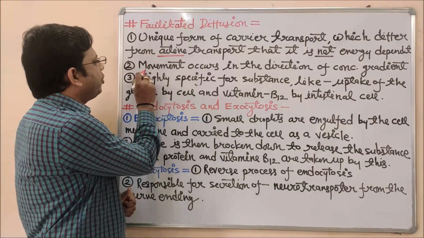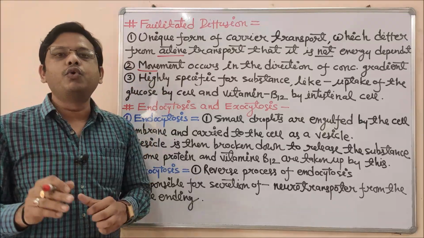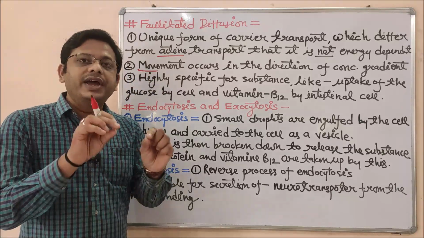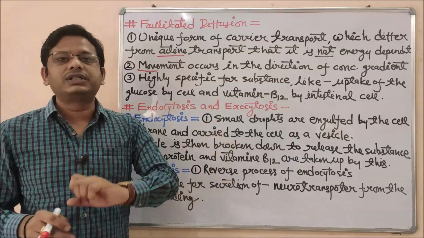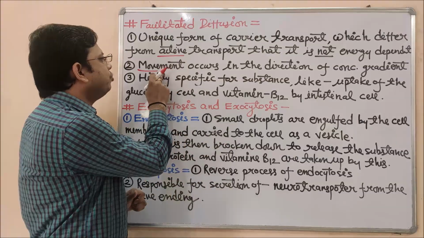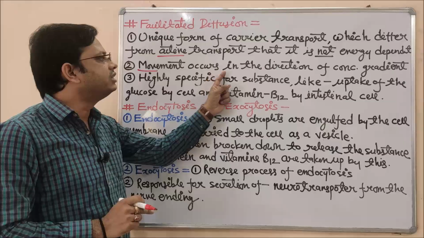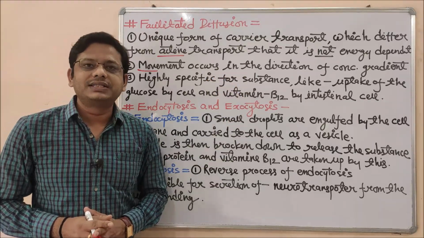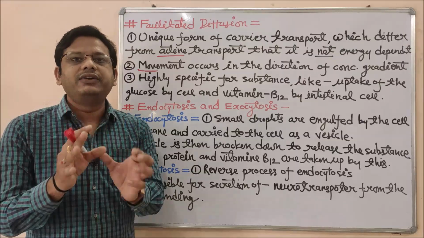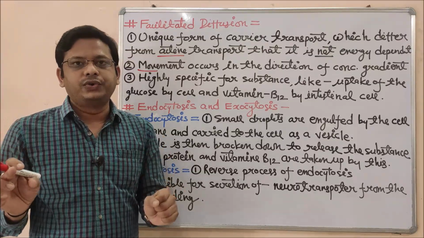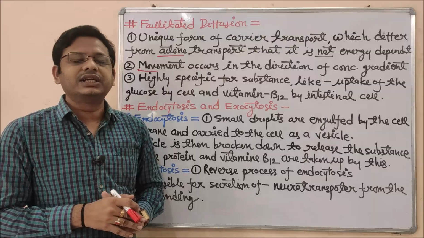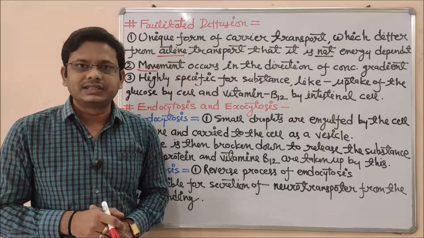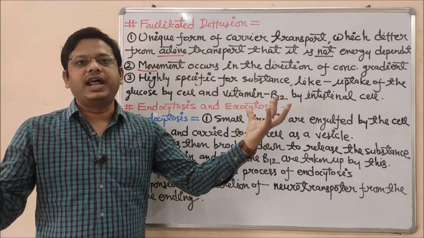Now coming to the second point, movement. What is the movement of the drug molecule? Where is it taking place, from which side to which side? In this case, movement of the drug molecule occurs in the direction of the concentration gradient. What is the meaning of concentration gradient? It means the difference between two regions on the basis of their concentration. I have an example to explain.